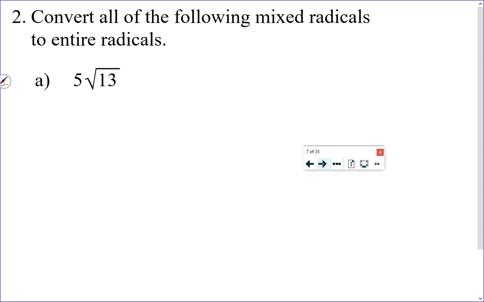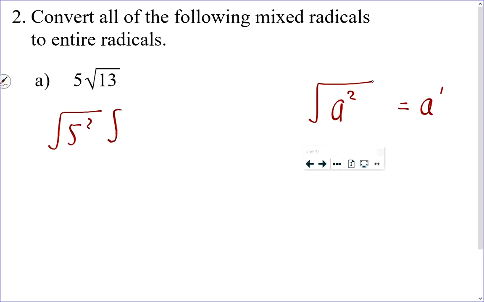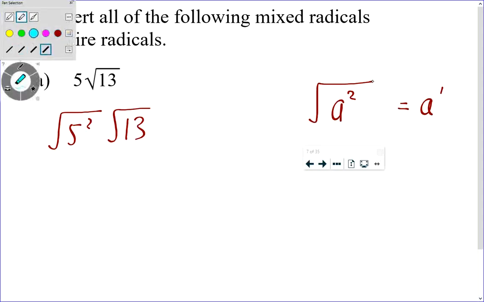Convert all of the following mixed radicals to entire radicals. Well, when you have something squared under a square root, it's simply raised to the 1 outside, that means if I want to put it back inside, it has to be squared. So, again, I'm showing an awful lot of work here. I don't think we need to do this, but 5 is the square root of 5 squared. These two things are the same things.